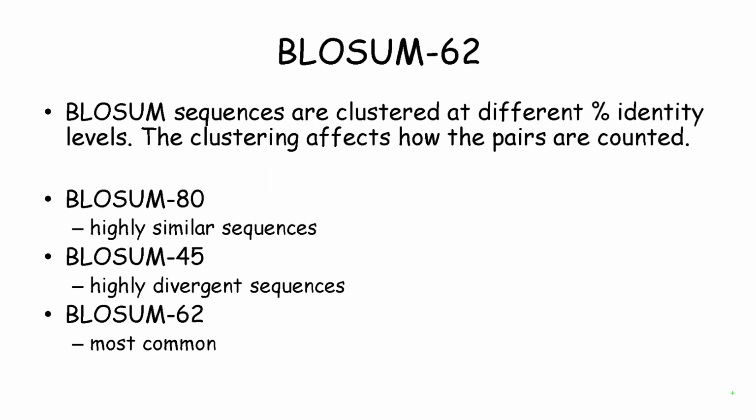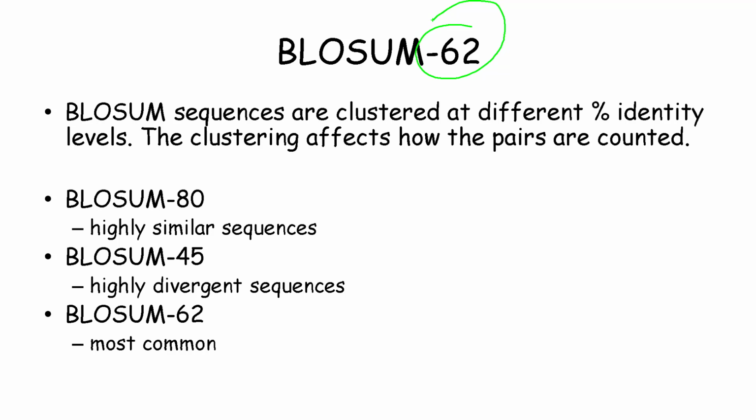A few slides back, I showed the BLOSUM62 matrix. What does the 62 mean? When they generated the BLOSUM, they clustered the sequences at different percent identity levels. The clustering of the sequences into different groups affects how the character pairs are counted.